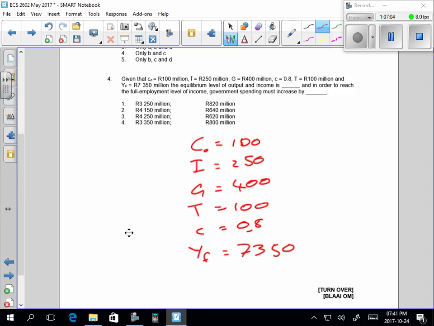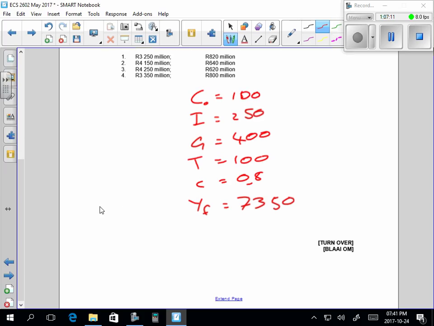Firstly, calculate your equilibrium level of income. To do that, all right, to calculate your equilibrium level of income, it is Y equal to your multiplier times your autonomous variables. Okay? So firstly, what we need to do is calculate our multiplier. 1 over 1 minus C. In this case, 1 over 1 minus 0.8. 1 over 0.2. Our multiplier is 5.